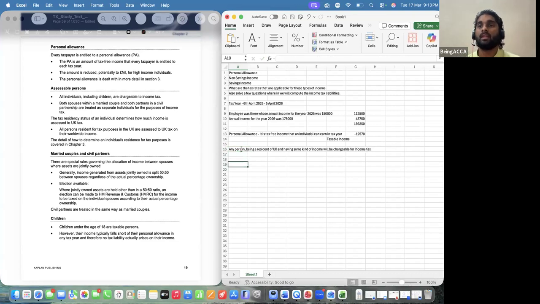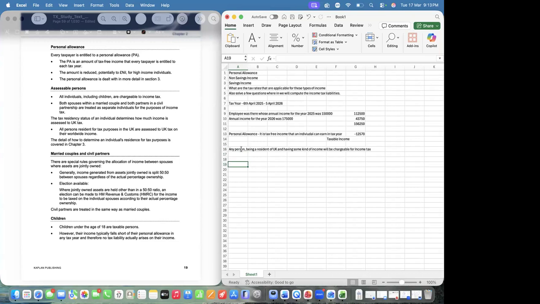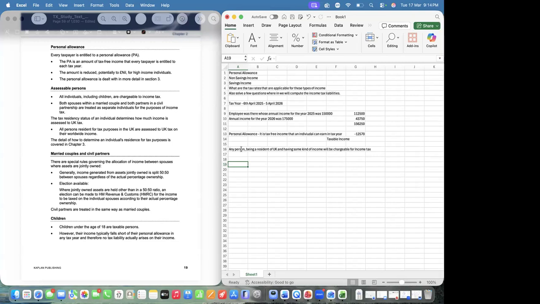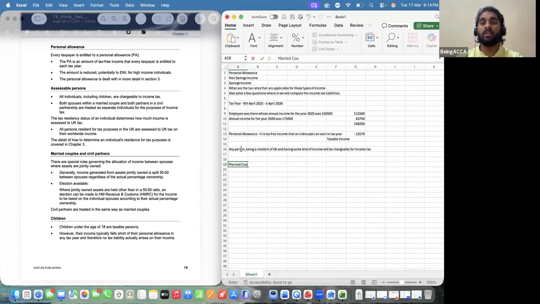Clear? Next, we have something known as married couples. These are all small terms that you will have to remember when you have to solve the bigger questions. Tax year is a small pointer, what is personal allowance is a small pointer, who are assessable persons is a small pointer. All of these will lead up to important questions as we move forward. Next, we have married couples. Whenever there's a married couple, what do they usually do? They try to buy properties or have joint bank accounts, correct?